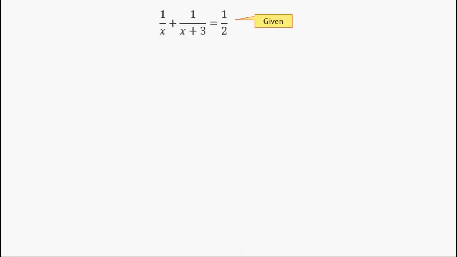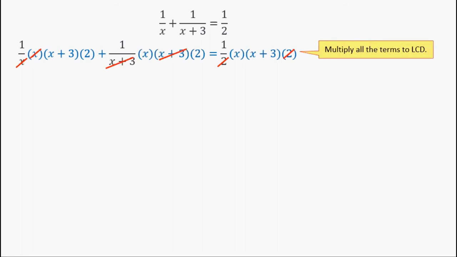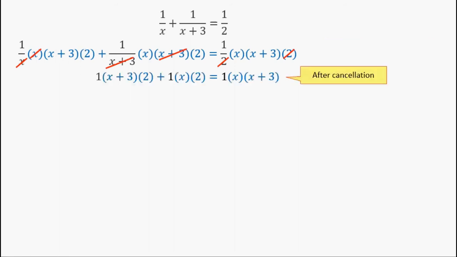Sa pagsosolve, lagi natin ito tatandaan. Always write the given sa first line. At dahil may fractions tayo, sundin lang natin yung steps doon sa nauna nating example problem kanina. Step 1. Multiply all the terms to LCD. In this example, we used x times the quantity of x plus 3 times 2 to cancel out the denominators.